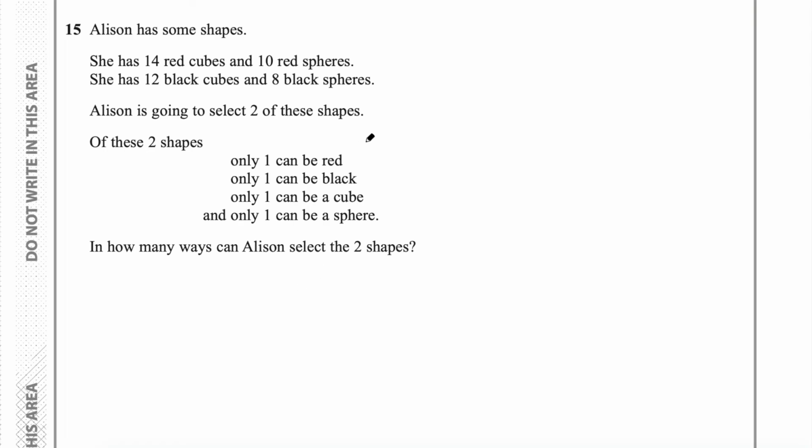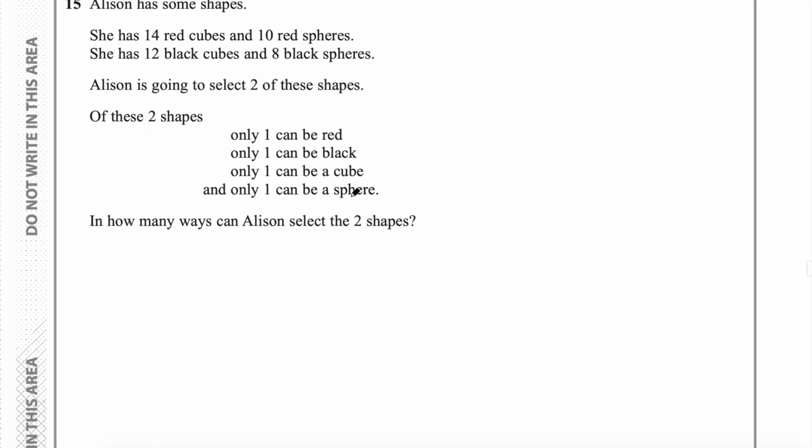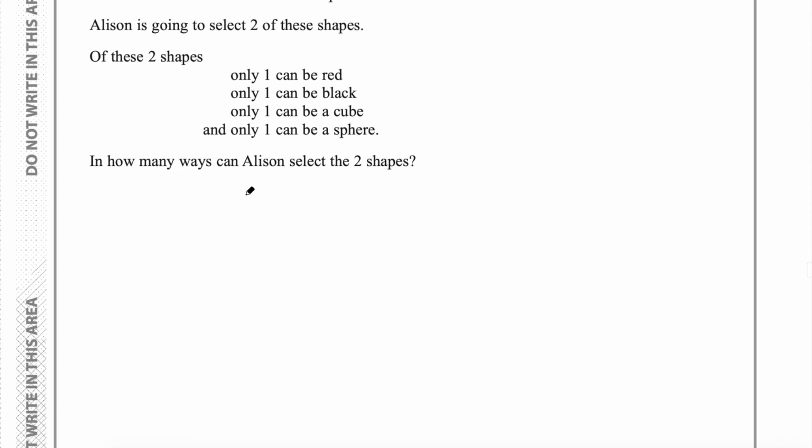Okay, so what are the possibilities here? There are 4 types of shapes: red cubes, red spheres, black cubes, and black spheres. And she can only have 1 red, 1 black, so 1 color of each and 1 type of shape of each. So she could have a red cube, and so there's the red and the cube. Then she could have a black sphere. Or she could have a black cube and then a red sphere.